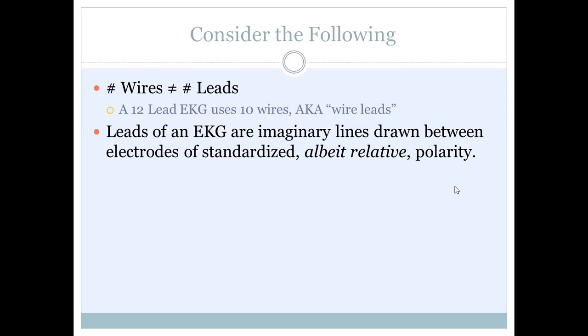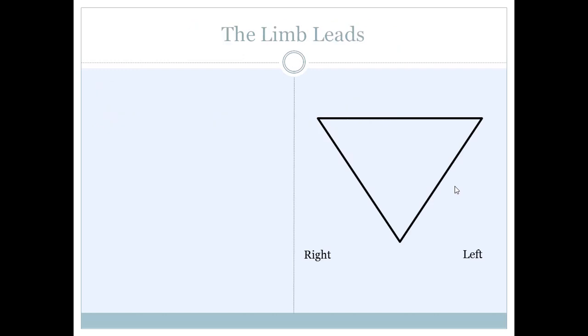Their polarities are standardized in reference to each individual lead. An electrode could be a positive electrode for one lead and a negative electrode for another. We'll go over that right now. Okay, the limb leads. We first start off with this schematic triangle, which is named after Dr. Einthoven, who won the Nobel Prize in Medicine for discovering the electrocardiogram.